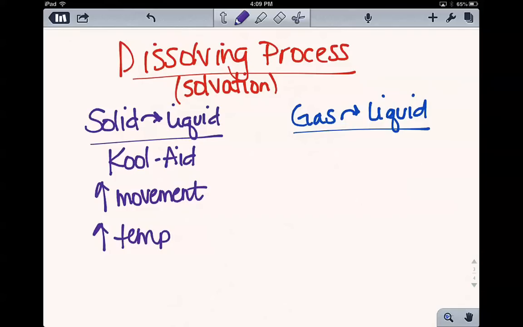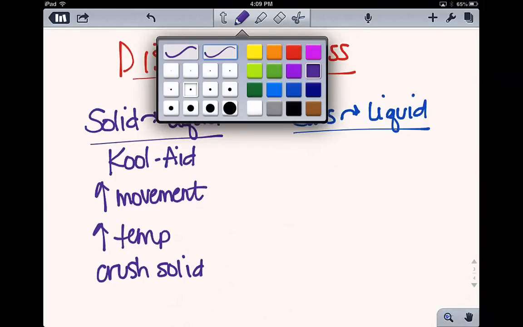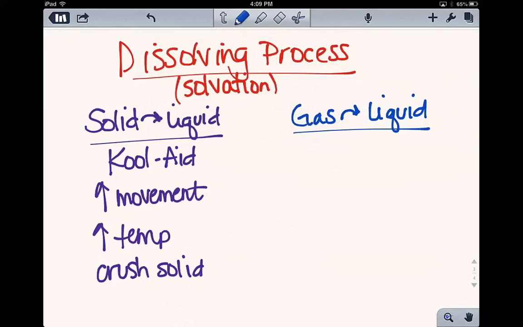it dissolves faster. And then the last way that you could get a solid to dissolve faster in a liquid is to crush the solid. And that's actually why Kool-Aid is sold as powders instead of, like, some solid chunk of Kool-Aid, because it dissolves faster.